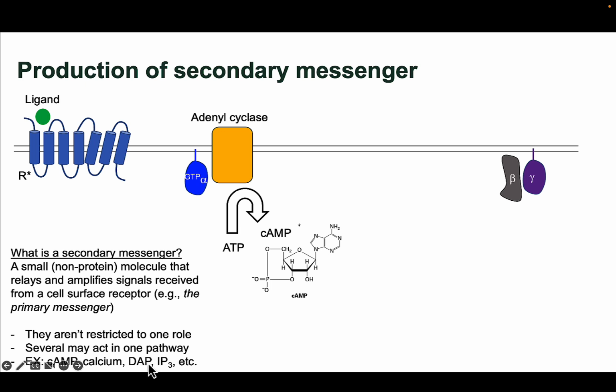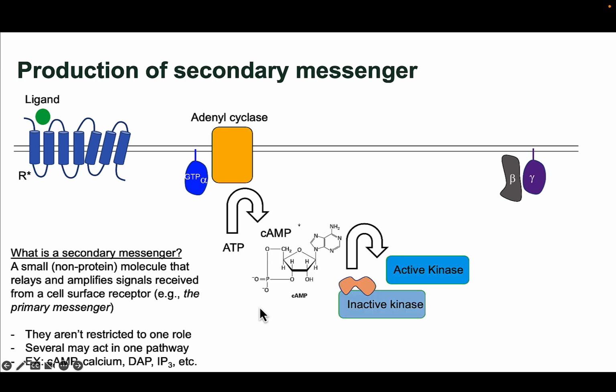This should say DAG. So DAG and IP3 are lipid signaling molecules. So they're non-protein small molecules that amplify signals. Okay, so these are lipids, this is an ion, and this is a metabolite of ATP. So what does cyclic AMP do? Well, it binds to this regulatory subunit on a particular kinase.